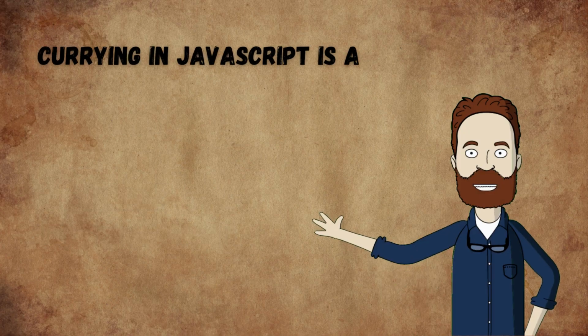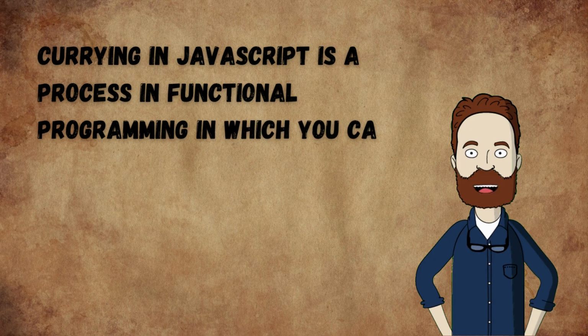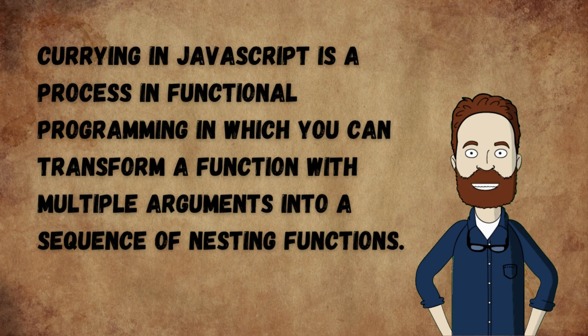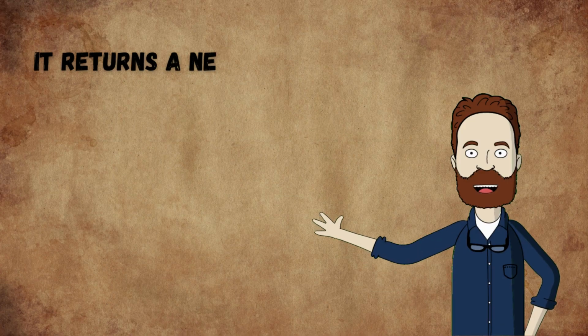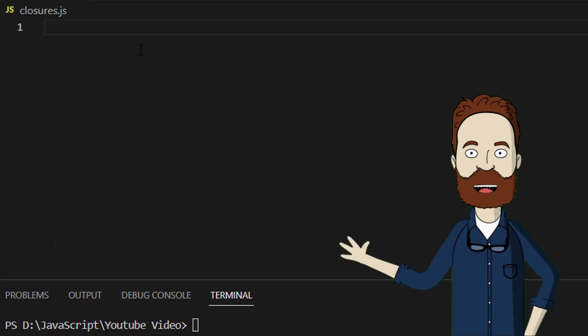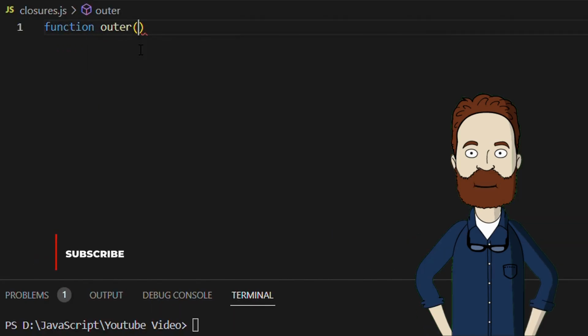Now, currying in JavaScript is a process in functional programming in which you can transform a function with multiple arguments into a sequence of nesting functions. It returns a new function that expects the next argument inline. Now, here is a live example of closure implementation for better understanding.